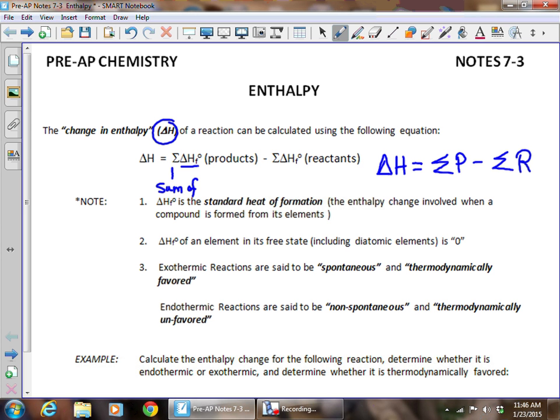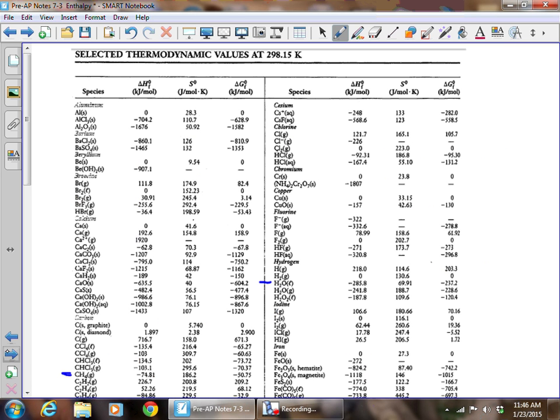Now, what do we mean by heats of formation? Well, there's a table that you have, and that table looks like this, and it's a set of selected thermodynamic values at standard temperature for thermo, which is 298 kelvins. The column that we are going to be interested in is this one, the heats of formation. And this is the amount of energy involved when a mole of a compound is formed from its elements. So you get all kinds of different values from the amount of energy that's involved.